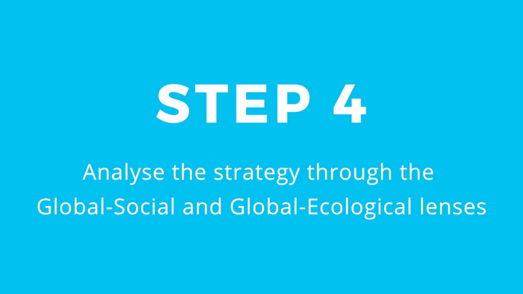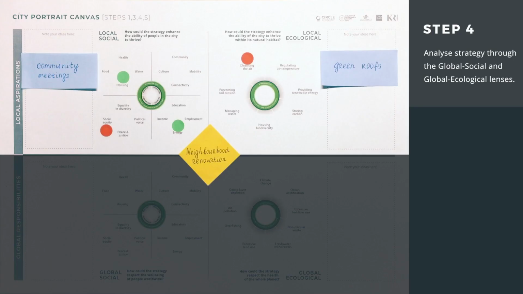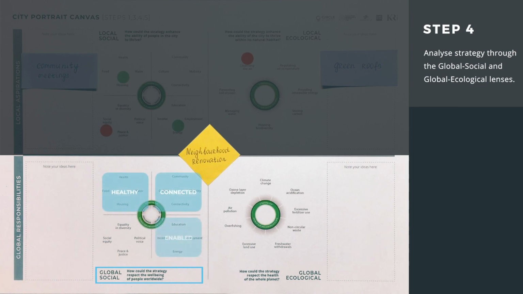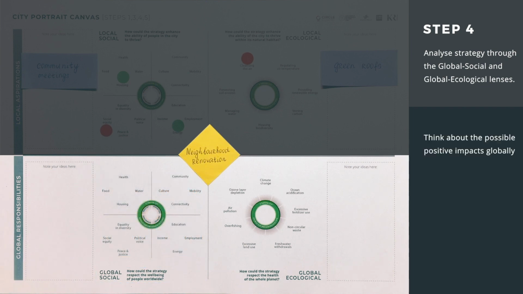For that, we'll analyse the strategy through the global lenses of the City Portrait Canvas. The global ecological lens explores how activities in cities can put pressures on the core planetary boundaries of the Earth, like climate change and biodiversity loss. The global social lens looks at the well-being of people worldwide based on the Sustainable Development Goals. Through globalized supply chains, our actions in cities can influence the well-being of people outside of the borders of the city. Now, I'm going to repeat a similar activity, but this time for the global lenses.